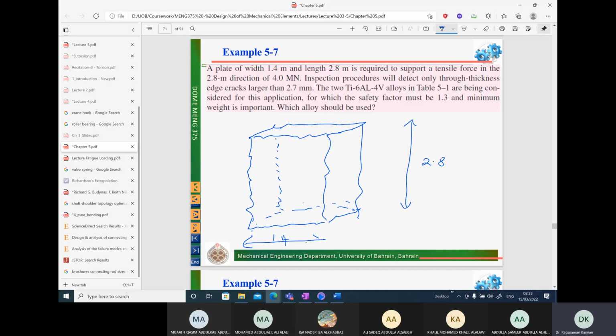Then what do we have? In the direction of 2.8 meters, we have a 4 mega Newton load. What is given here? It is a load, not a stress value, but the load. Load is 4 mega newtons. It's 4 into 10 power 6 newtons. It's a huge load.